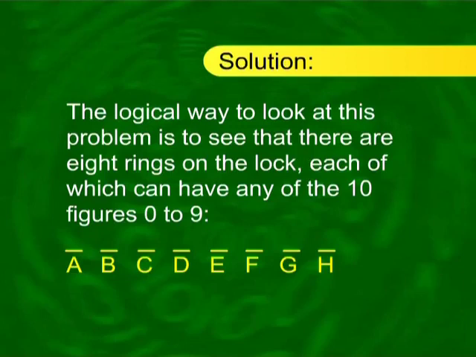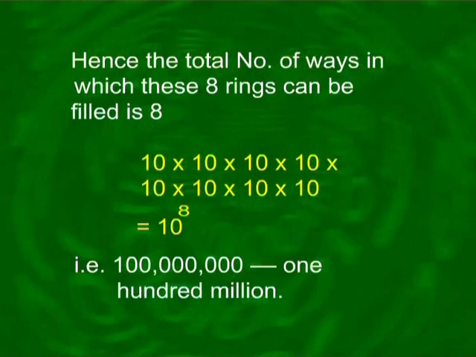So, if we apply the rule of multiplication, we find, as you now see on the screen, that the total number of ways of doing this is 10 into 10 into 10 and so on, so that the answer is 100 million. Can you imagine 100 million ways of adjusting that lock on your suitcase? 100 million, that is 10 crore.